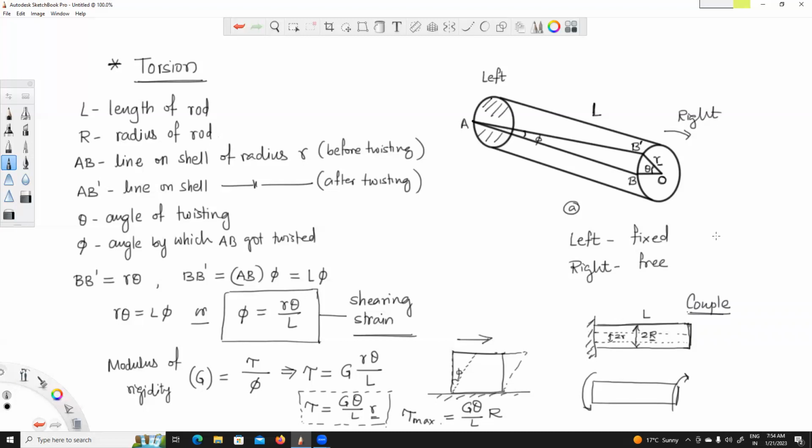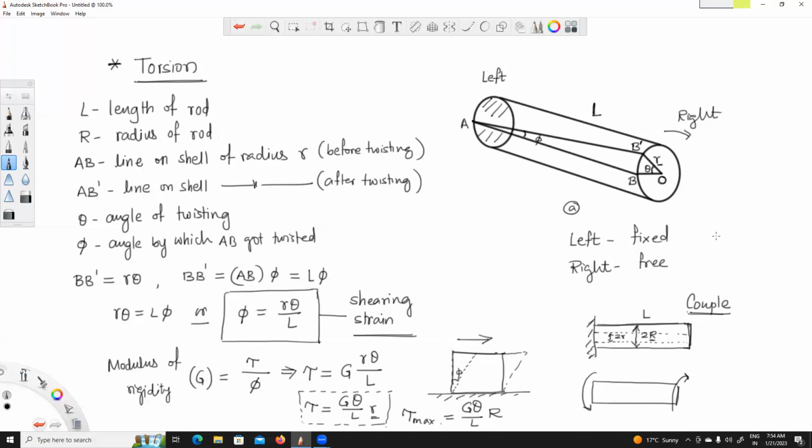So as you go away from the axis towards the outer surface, your shearing stress will go on increasing and it will be maximum on the outer surface. Okay, so now we have derived the relation for this shearing strain. Now we'll derive the torsion equation.